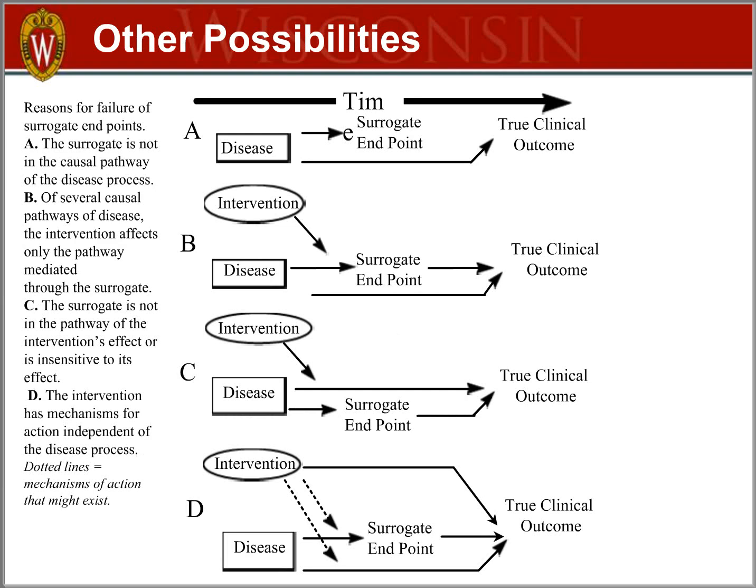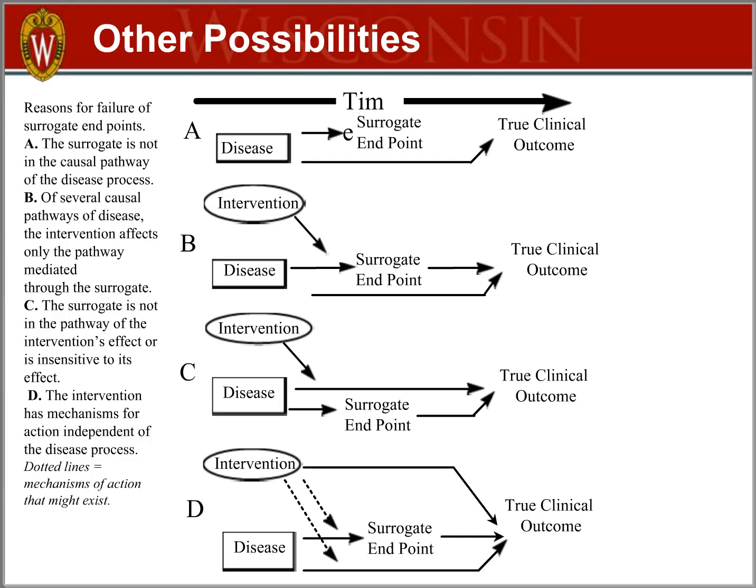However, there are many other possibilities. We've given you 4 of them. I'll only examine the first couple. In case A, the disease modifies the true clinical outcome. It also modifies the surrogate endpoint. But the surrogate endpoint has nothing to do with the true clinical outcome. So in principle, you could modify the surrogate endpoint quite well and have no impact.